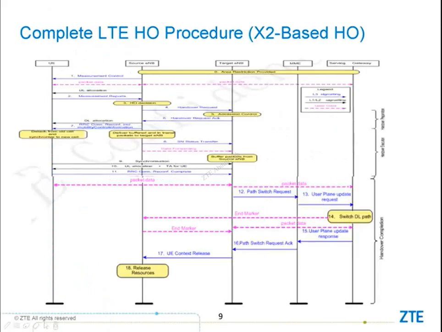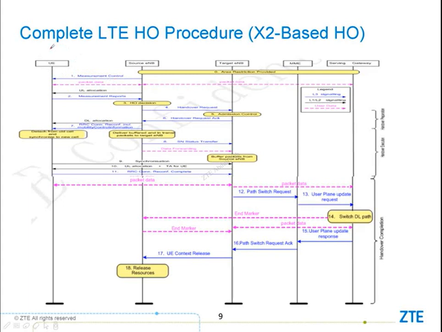And this is the complete LTE handover procedure based on the X2 interface. I think this procedure we have already explained in the previous part. So we can see in here, number one, the source eNodeB will first send measurement control to the UE, just to inform the UE which information it can measure and, after measuring, how to report to me. After the UE receives this measurement control message, the UE will start measurement.